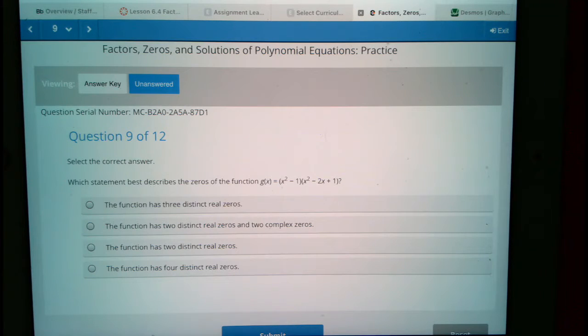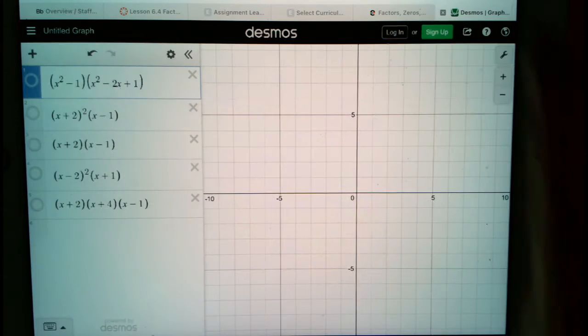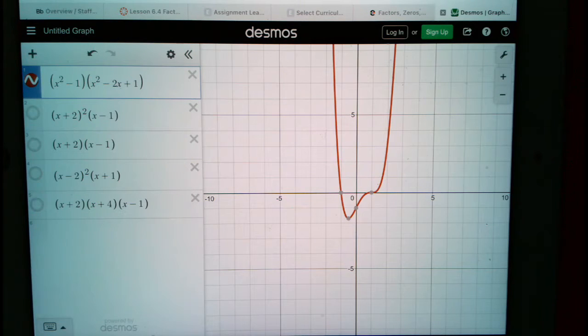Which statement best describes the zeros of the function? g of x equals x squared minus 1, that quantity times the quantity of x squared minus 2x plus 1. Well, again, what I can highly recommend is that you type this into Desmos and look at the picture. So I'll turn on the screen there.